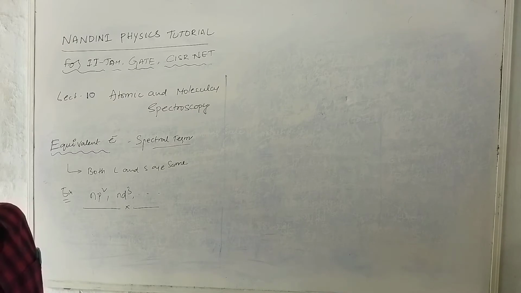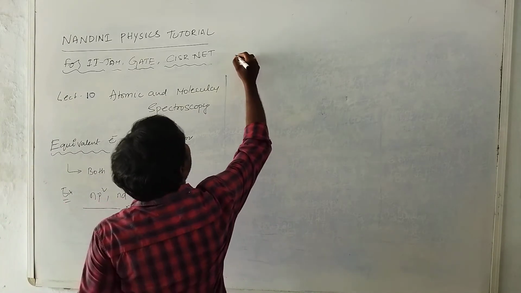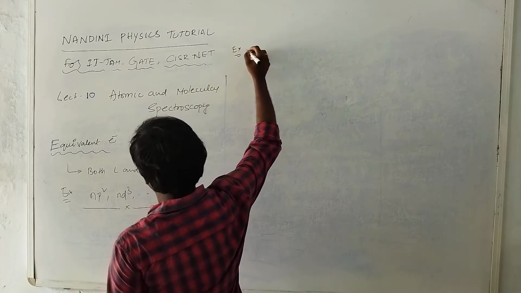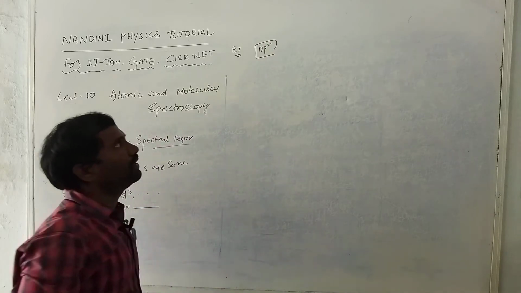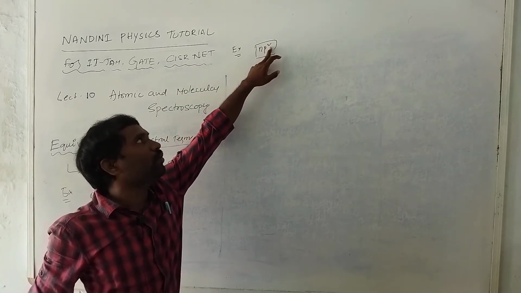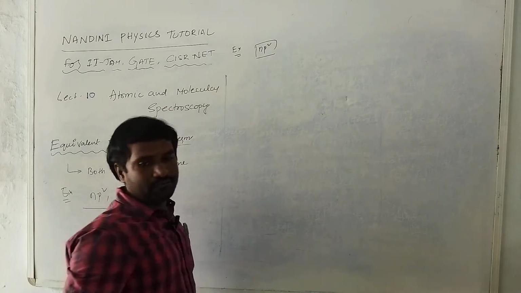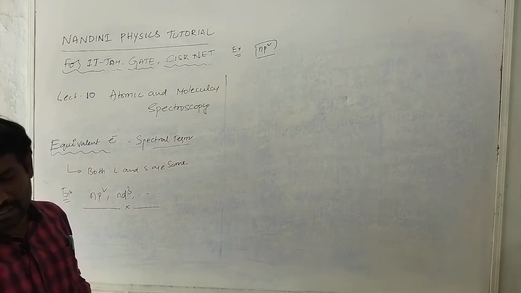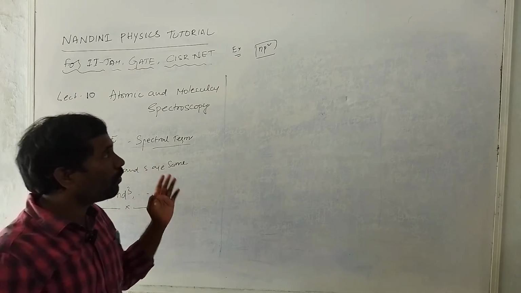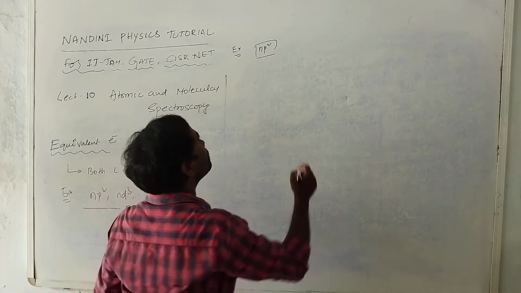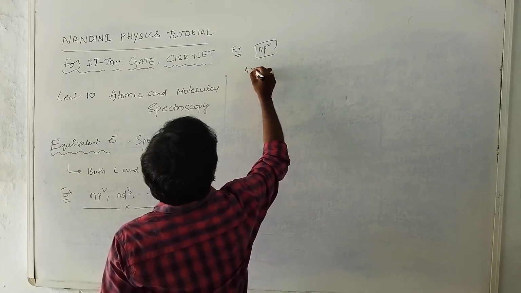First of all, take example 1: np square only, which means 2 electrons in the outermost configuration. In this case I want to find out first the ML values and MS values. After I get these two, only then can I find the spectral terms. So first, what is the L1 value?